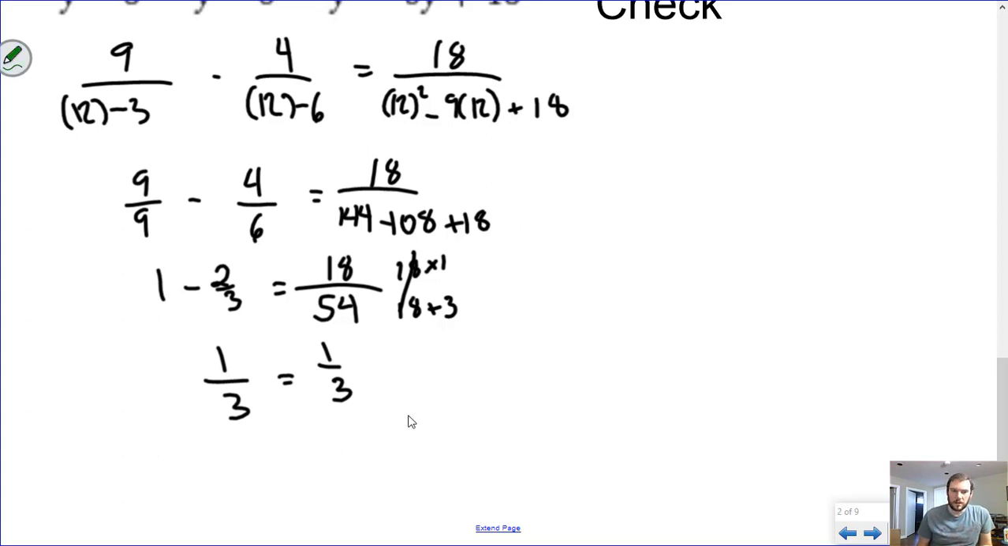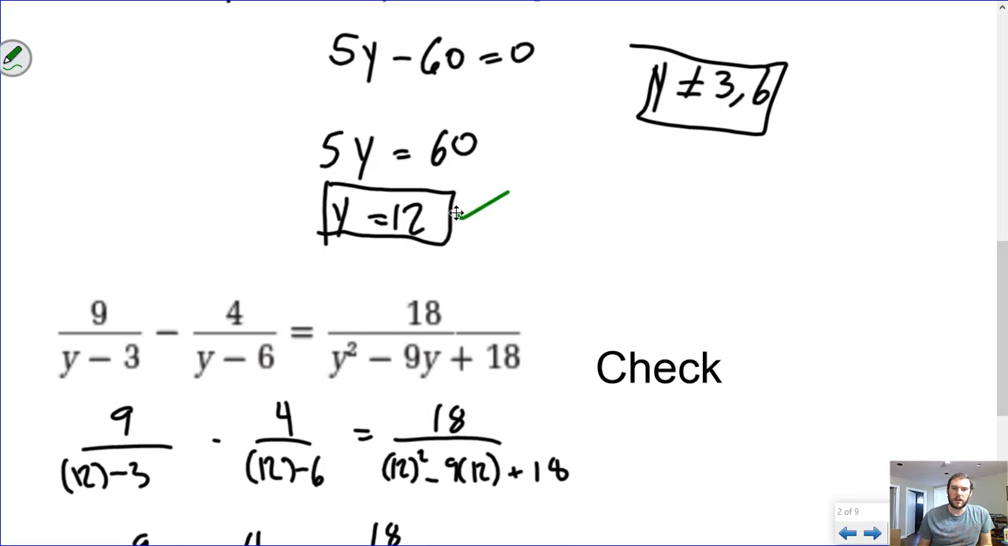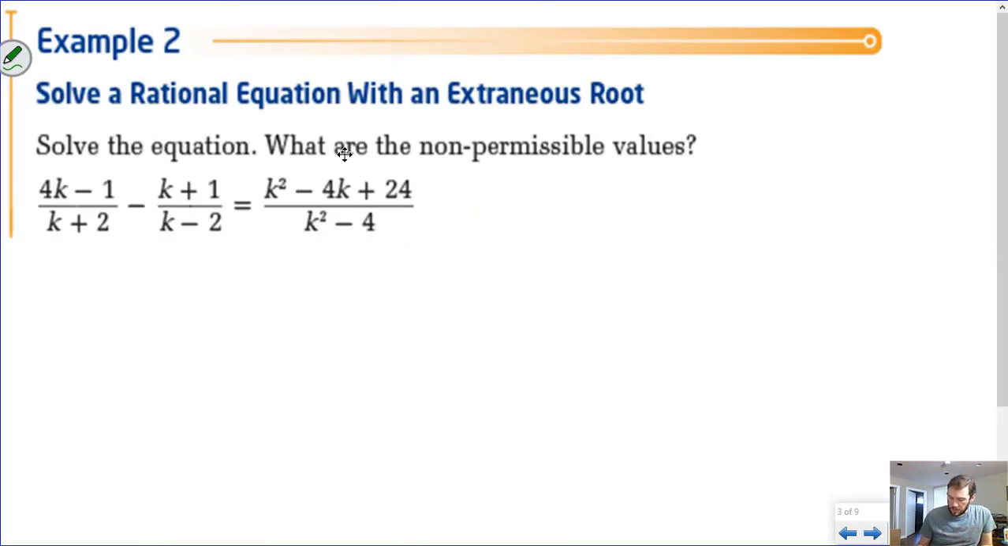So what we're pretty confident about is that our answer was correct, that y equals 12. Okay? So sometimes we do these questions, we're actually going to find that we're going to get multiple answers, or even if we just get one answer, what we're going to find is that answer doesn't work. And we'll see here with this example.